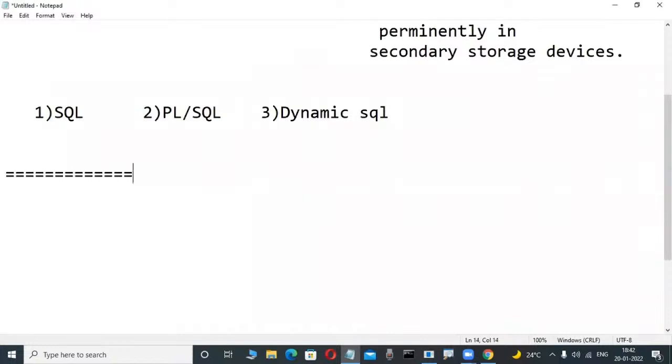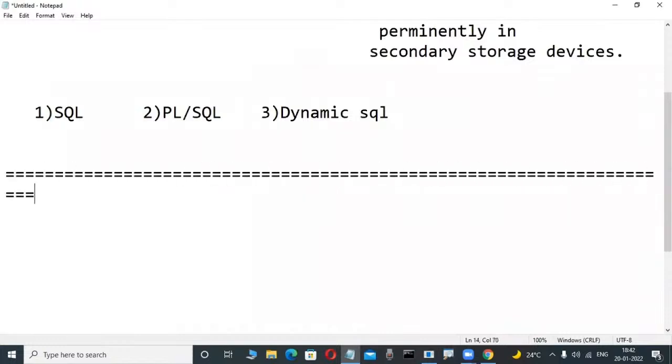But now, suppose, why are we learning these courses? Suppose Oracle database, otherwise SQL Server, otherwise MySQL.